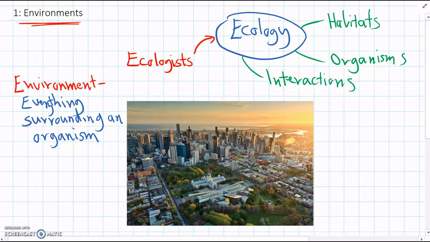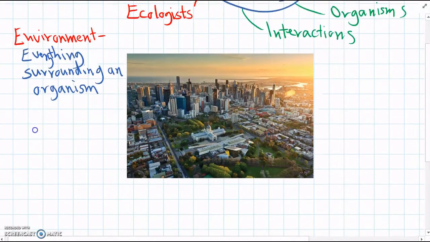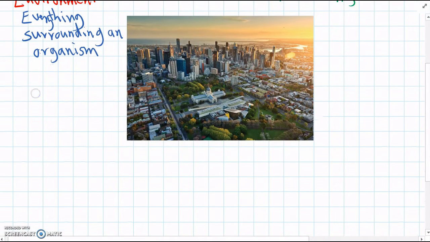And an environment can be anything from really small up to a really large area. So something like your bedroom could be an environment where you live a lot of the time, but it could be something as big as Melbourne, like we can see here. So this is the Melbourne environment.